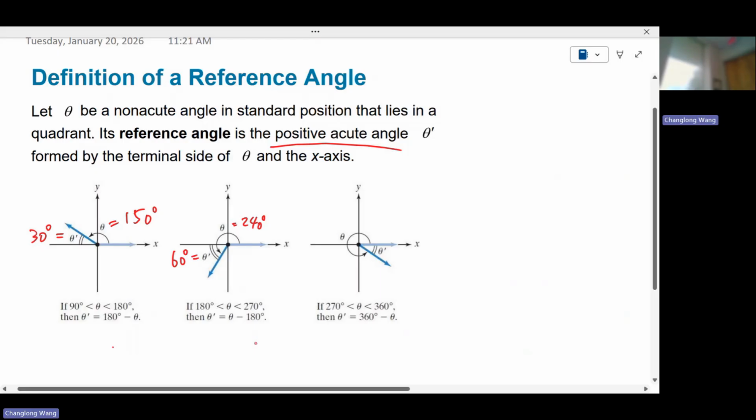Now, the last one, when the angle is even bigger, so it ends up being in the fourth quadrant. So this big angle here, theta, let's say maybe it's 330 degrees. How much do you think will be its reference angle? The angle between the terminal side and the horizontal axis, yeah, that will be 30 again, right?